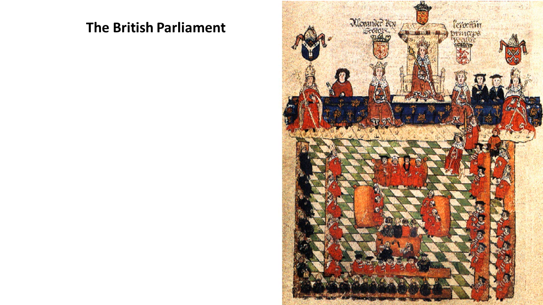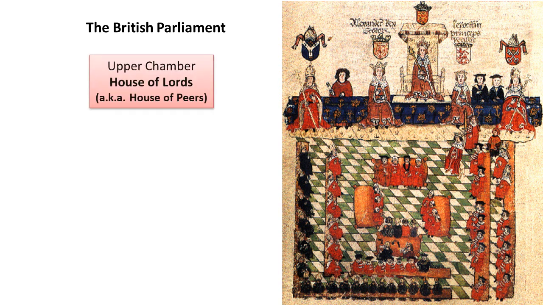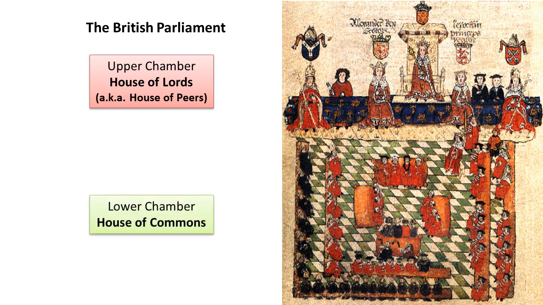So as the years went on, this British Parliament enlarged and eventually became what we call a bicameral parliament, which means that it was composed not of one but two chambers. And so we could make a distinction, and it is still true today, between the upper chamber, the House of Lords, which is also known as the House of Peers, and the lower chamber, the House of Commons.